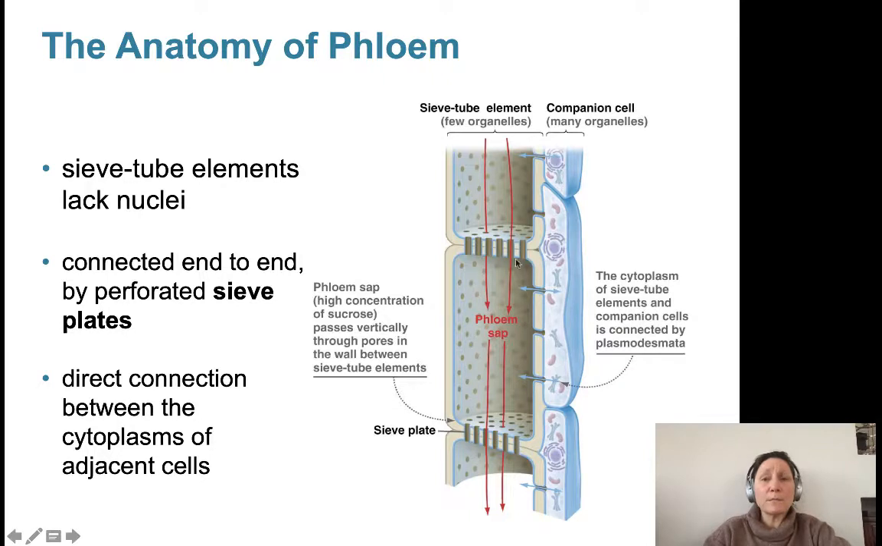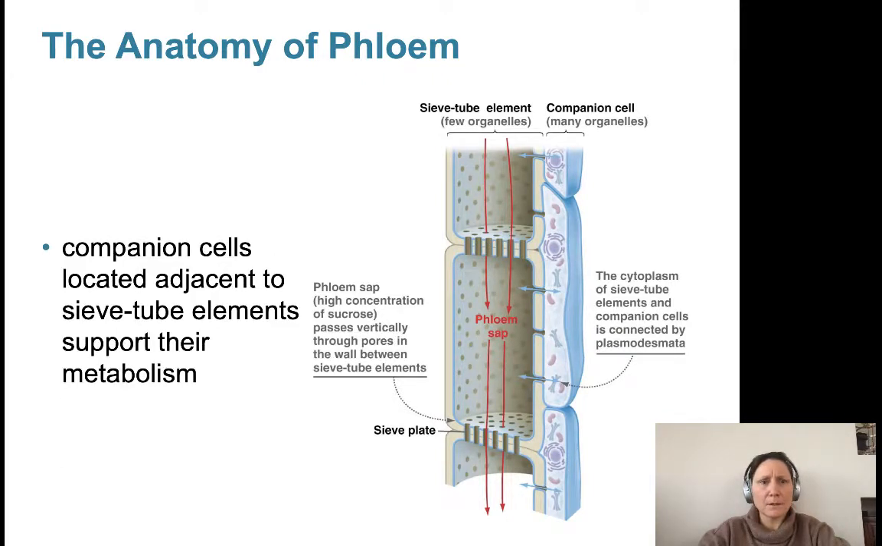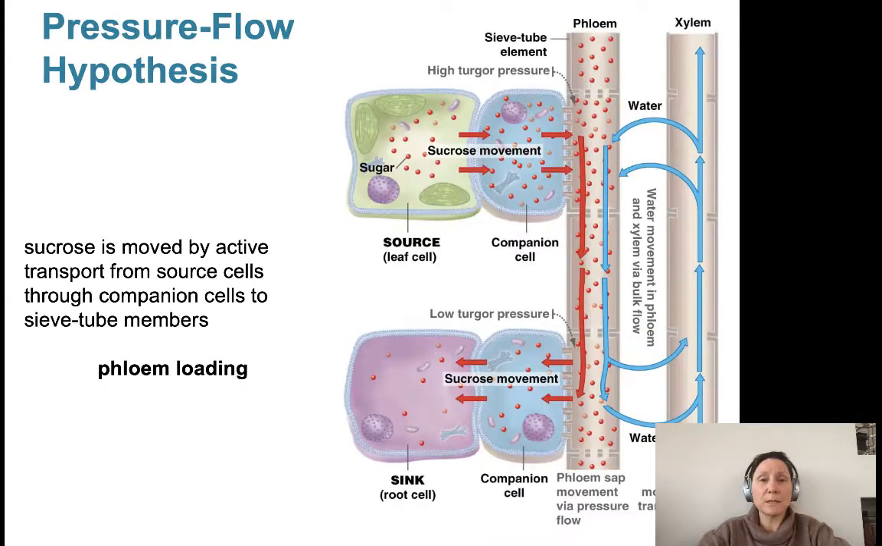Sieve tube elements also, among other things, lack organelles, including nuclei. Companion cells, of course, have nuclei. They have these perforated plates, as I already mentioned, and they have this direct connection. The companion cells do a number of things, but largely they're supporting the metabolism of the sieve cells or sieve tube elements.